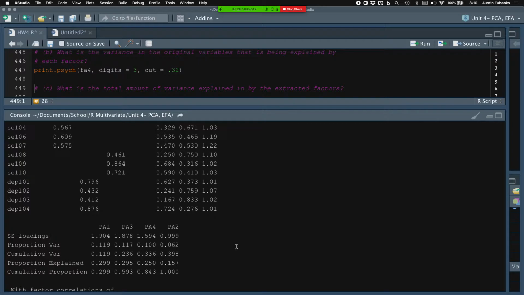Yeah, 11.9. Yep, 12%, 11.9% exactly. And so the second one is 11.7% and so on. That's where you answer items 28B.